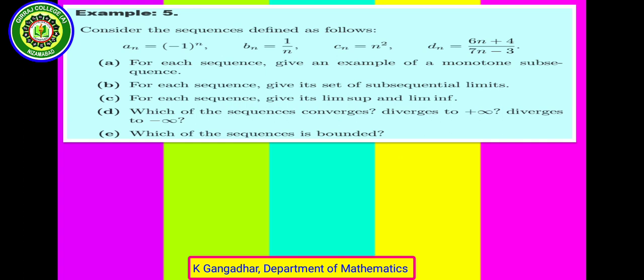Next find the limit supremum and limit infimum. Which sequences converge or diverge? Which of the sequences are bounded? So here first we write the sequence, next the subsequence, then the subsequential limits, then converge or diverge, then bounded. Here we want these.